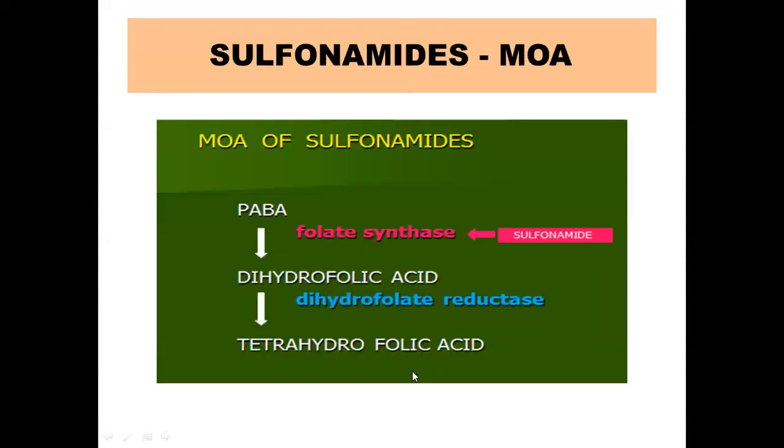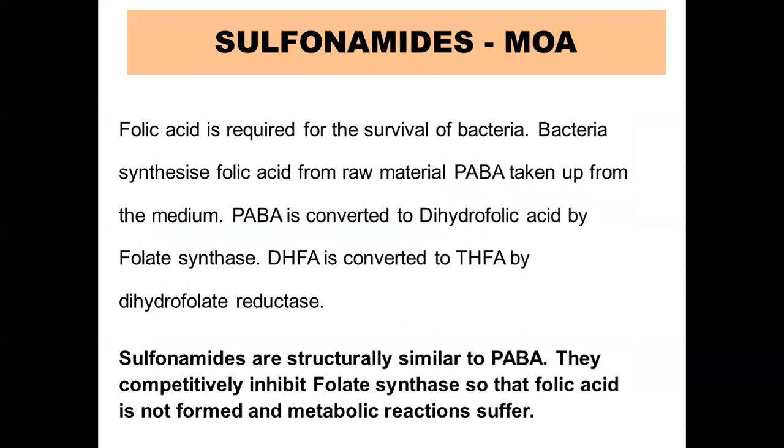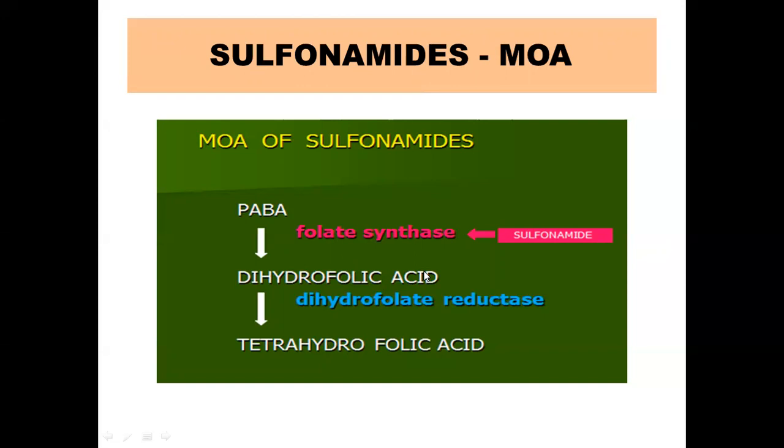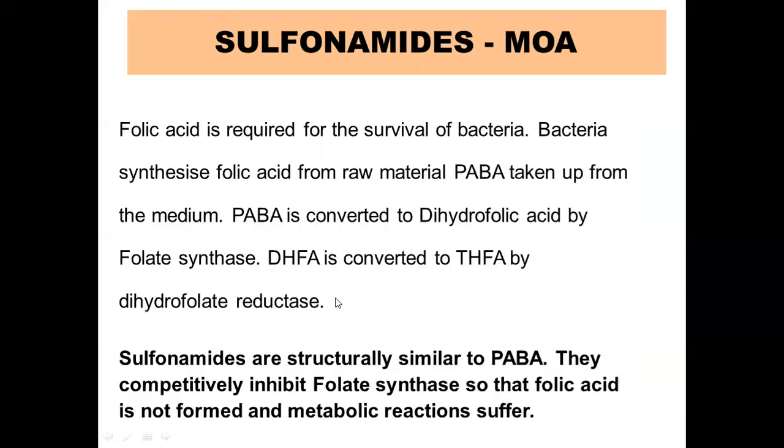So let us look into the mechanism of action of sulfonamides. The sulfonamides principally act as inhibitors of the enzyme folate synthase. Now, you all know that bacteria synthesize their own folic acid, which is very essential for their growth and multiplication. Now, how does the bacteria prepare folic acid is described now. They synthesize folic acid from the raw material PABA, which is taken up from the medium. This PABA is converted into dihydrofolic acid using the enzyme folate synthase. And this dihydrofolic acid is converted to the active form, tetrahydrofolic acid, by another enzyme, dihydrofolate reductase.